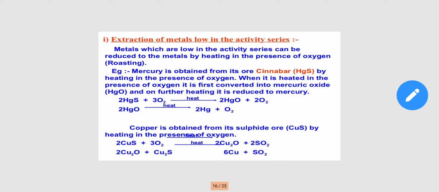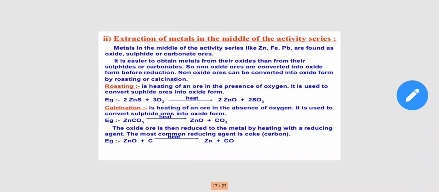Copper is obtained from its sulfide ore, Cu2S. By heating in the presence of oxygen, we get copper oxide, and then by reduction we get pure copper. Next, extraction of metals in the middle of the activity series. Metals in the middle of the activity series like zinc, iron, lead are found as oxide, sulfide or carbonate ores. It is easier to obtain metal from their oxides than from their sulfides or carbonates.